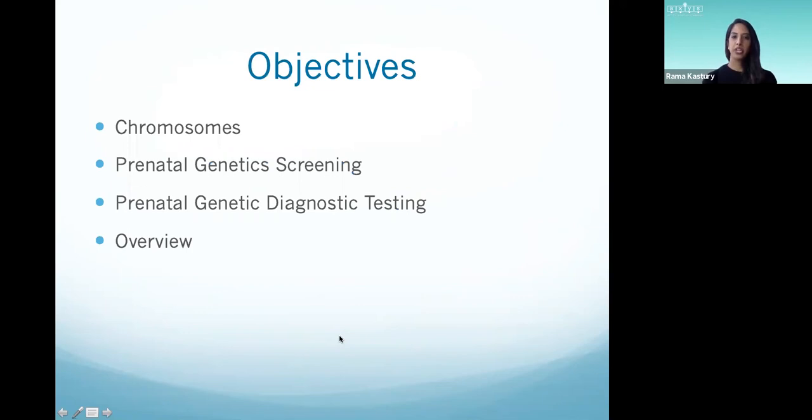So our objectives today are to review what chromosomes are, what genetic testing is, and what genetic disorders are. Then I am going to touch upon prenatal genetic screening, and then follow with prenatal genetic diagnostic testing and talk about the difference between the two, and then give a nice little overview at the end.